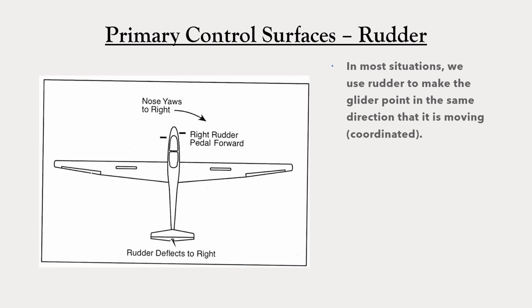Most of the time, our goal is to keep the glider pointed in the same direction that it's moving. That's called coordinated flight. There are some exceptions to that, which you will learn about during flight training, but that is most of the time our goal.